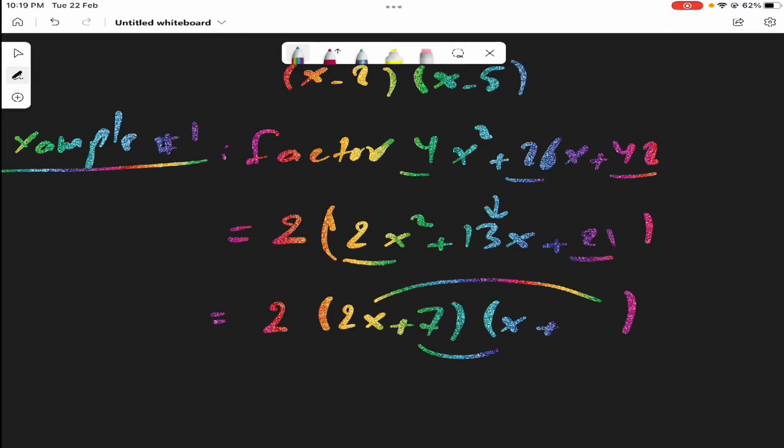So I'm going to put 7 here and 3 here. Multiply 2x times 3 is 6x. 7 times x is 7x. If I add 6x plus 7x, I get 13x, which is exactly the middle one. So this is the correct factoring.